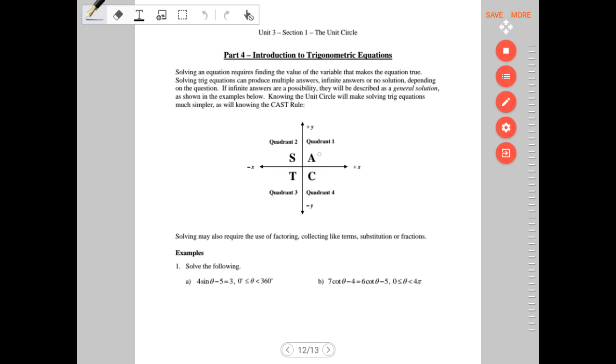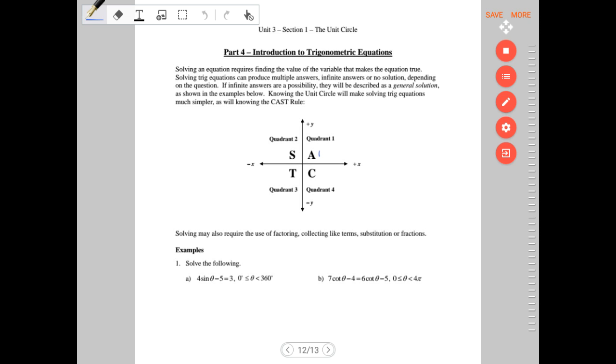So in quadrant 1, the A represents all of them being positive. In quadrant 2, sine is positive. Cosine and tangent are both negative. In quadrant 3, it's tan that's positive, sine and cosine are both negative. And in quadrant 4, it's cos that's positive, sine and tangent are negative.